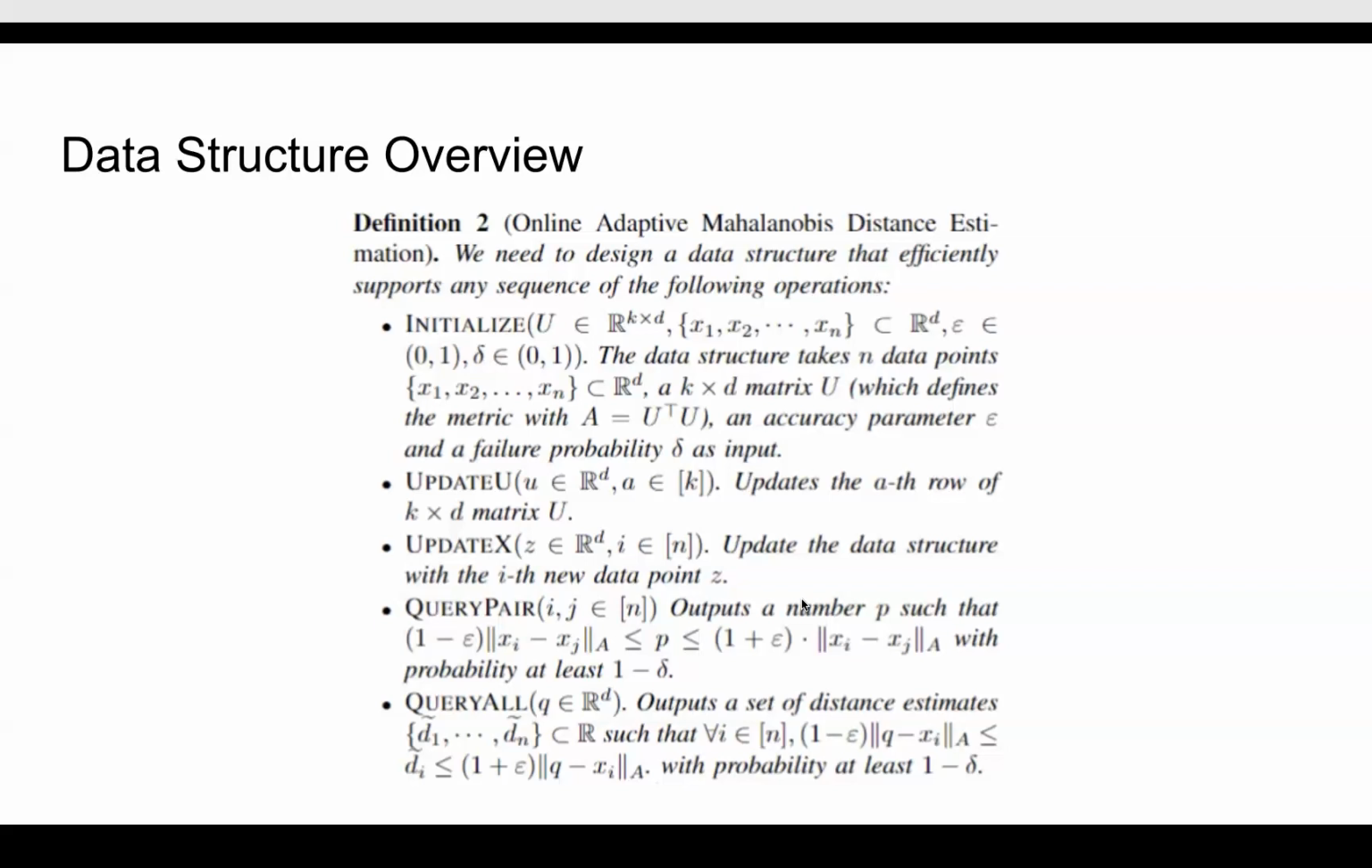For the query all API, given a query vector q in R^d, we want to output a set of distance estimates Δ_d1, d2, up to Δ_dn, such that for any i in 0 to n, the Δ_di is a good Mahalanobis distance estimate with at most epsilon times error, with high probability of at least 1 minus delta.